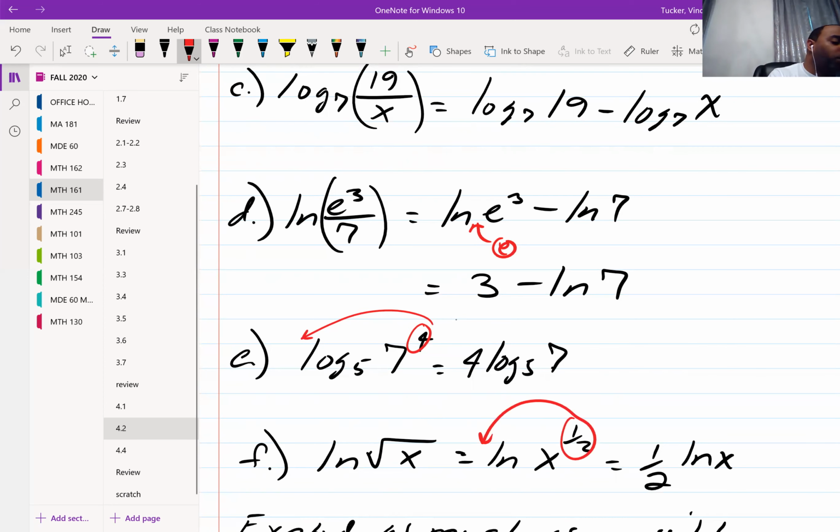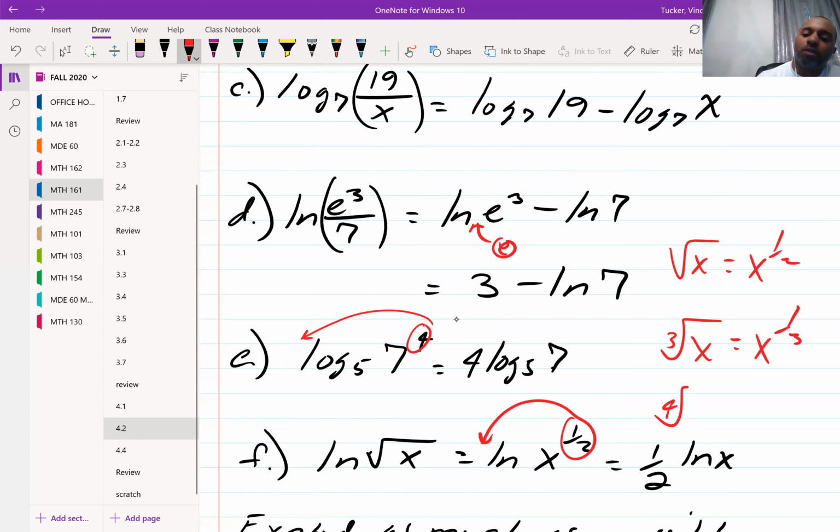Any questions on using the rules so far? Why did you do the half? That's just one of the rules. You can write it as square root of x or x to the 1/2 power, same thing. Cube root of x or x to the 1/3 power, 4th root of x, x to the 1/4 power, and so on. So whatever your radical is, that's how you can rewrite it as an exponent.